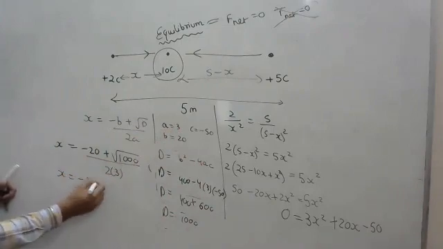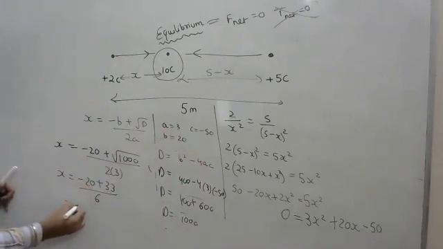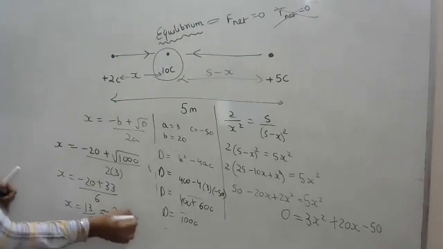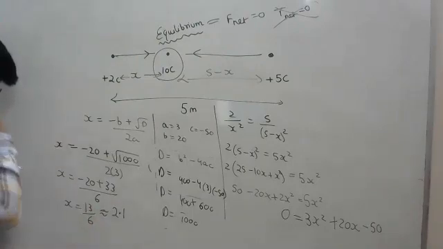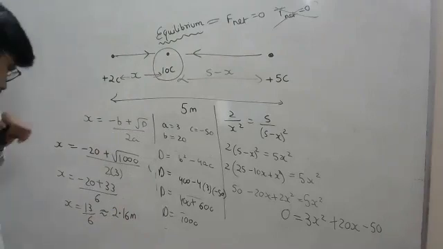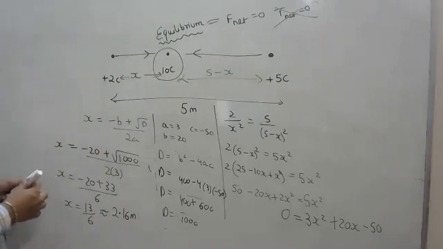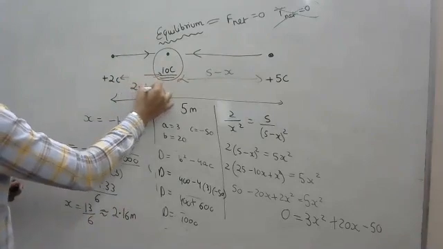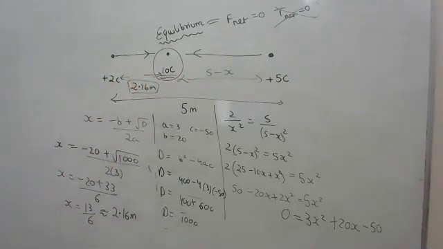Minus 20 plus under root 1000, which is approximately 33, and 2 3s is 6. Minus 20 plus 33 is 13. 13 upon 6 will be 2.16. So the total distance is 5 meter, and value of x is 2.16. That means this charge should be placed at a distance of around 2.16 meters. In that situation, it will be in equilibrium.